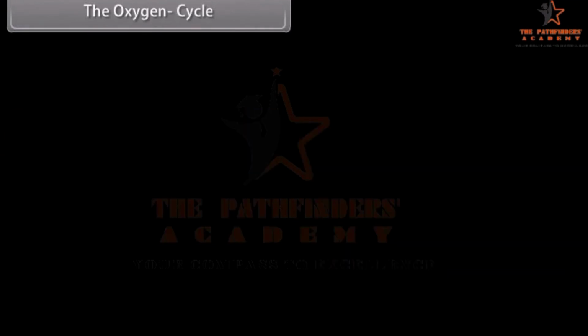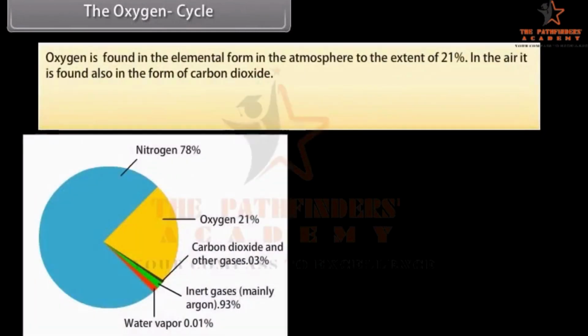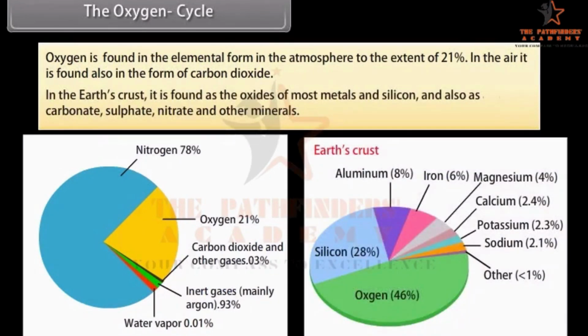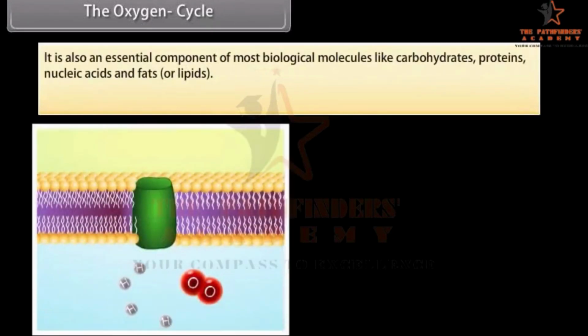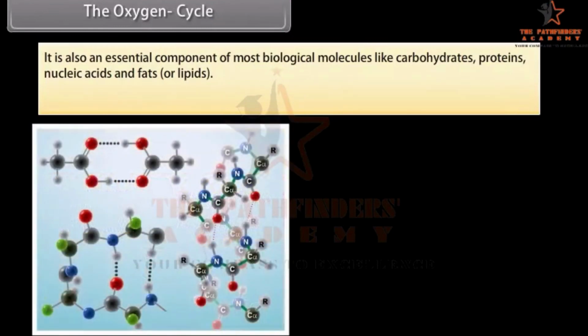The oxygen cycle. Oxygen is found in the elemental form in the atmosphere to the extent of 21%. In the air it is found also in the form of carbon dioxide. In the Earth's crust it is found as oxides of most metals and silicon, and also as carbonate, sulfate, nitrate, and other minerals. It is also an essential component of most biological molecules like carbohydrates, proteins, nucleic acids, and fats or lipids.